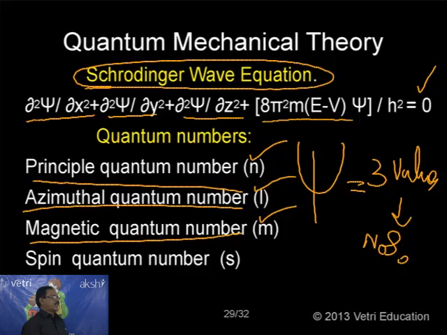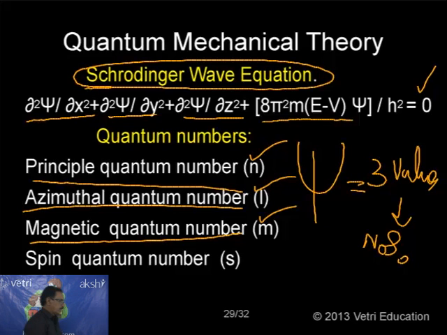So there are three values we are getting for psi. On solving this quantum wave equation for psi, we get three numbers. These three values are n, l, m. I call n the principal quantum number, l the azimuthal quantum number, and m the magnetic quantum number.